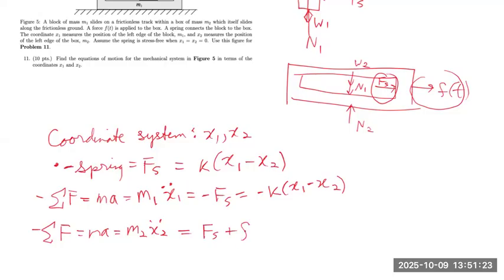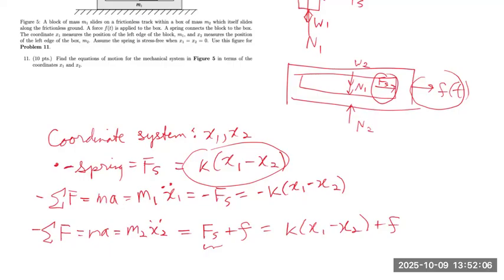And Fs, as we saw earlier, is k(x1 minus x2). So Fs is equal to that, and this is equal to k(x1 minus x2) plus F. And here we have gotten the equations of motion for the mechanical system in terms of the coordinates x1 and x2.